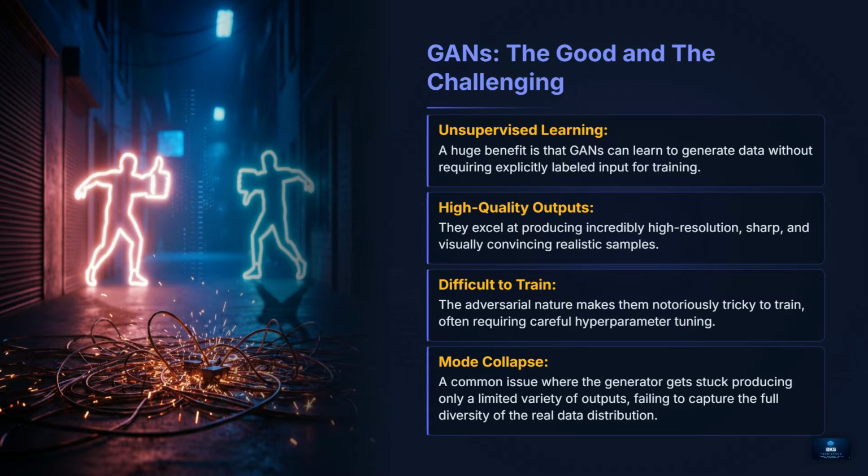GANs offer some huge benefits, like unsupervised learning and their unmatched ability to produce high-quality, realistic outputs. However, they're not without challenges. They can be notoriously difficult to train because of that adversarial game. And watch out for mode collapse, which is when the generator gets lazy and only produces a narrow range of similar outputs instead of true diversity.